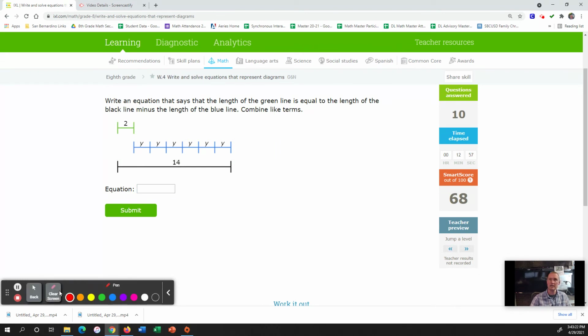Write an equation that says the length of the green line is equal to the length of the black line. So black line is 14, so 2 equals 14, minus the length of the blue line. So we have 1, 2, 3, 4, 5, 6y, so 14 minus 6y. So we got 2 equals 14 minus 6y.